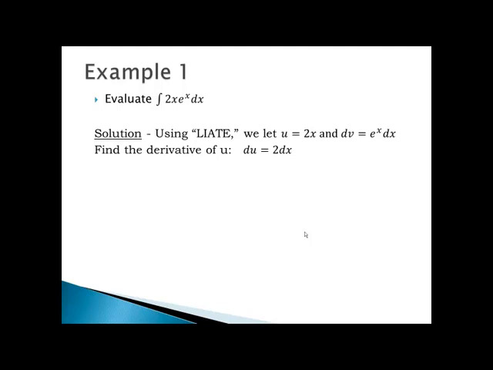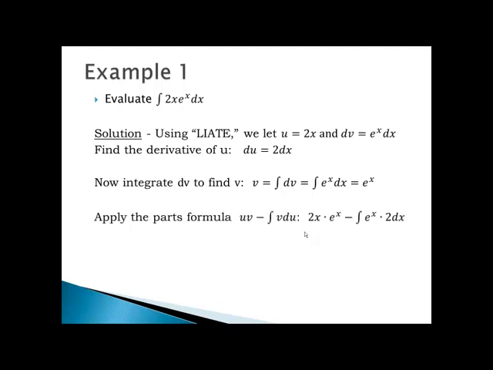So I'll find the derivative of u. du is 2 dx. Then I'll integrate dv to find v. v is equal to the integral of dv. Well, dv was equal to e to the x dx, and the antiderivative of e to the x is just e to the x. Now I'll apply the parts formula. Recall the parts formula says uv minus the integral v du. So u is 2x, v is e to the x. So I'll have 2x times e to the x minus the integral of v du. Well, v was e to the x, and du was 2 dx.